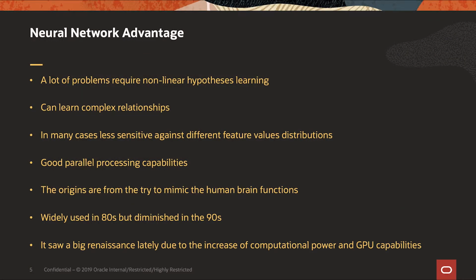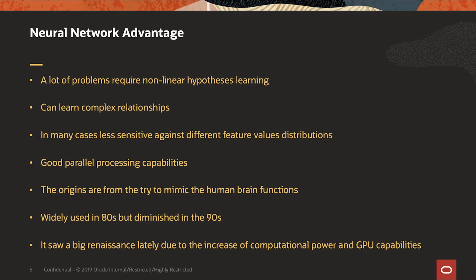So why neural networks, and what are the advantages of neural networks? Often we have problems that require nonlinear hypothesis learning, or the problems are complex and have a complex relationship that is not easy to fit and express in a linear model. In many cases, we also need an algorithm that is less sensitive to different feature distributions. And of course, something that can work in parallel better than other algorithms.